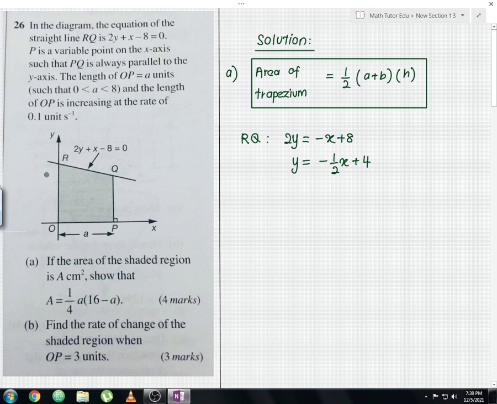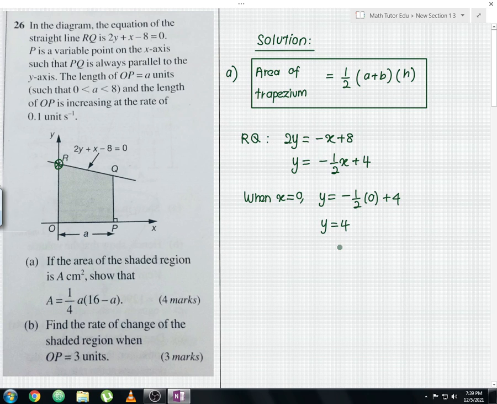Okay, so in order to find the length of OR, the easiest thing that we can do is find the y-intercept of RQ. So this will be easy for us. In order to find the y-intercept of RQ, we're going to set our x equal to 0. So when x equals 0, your y will be equal to negative 1 over 2 times 0, plus 4. So from here you should get y is equal to 4.